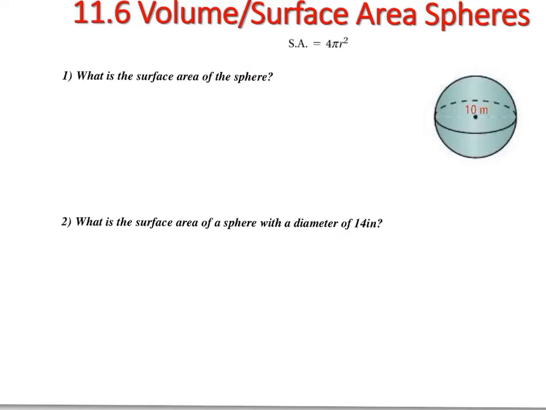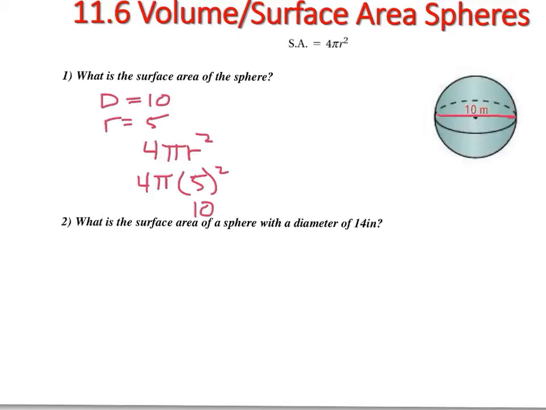Okay, so what's the surface area of the sphere in this picture if 10 meters is that whole diameter? So if 10 is the diameter, then the radius is 5. So we can calculate the surface area by plugging it into 4 pi r squared. So plugging it in, times 5 squared. 5 squared is 25 times 4 is 100, so the answer is 100 pi. And that represents the surface area, so the units on that would be square meters.